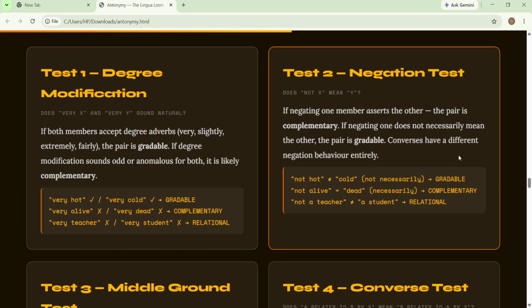Then, the second test is the negation test. If negating one member asserts the other, the pair is complementary. If negating one does not necessarily mean the other, the pair is gradable. Converses have different negation behavior. Not hot is not equal to cold, so it is hot and cold, which is gradable. So alive, not alive is equal to dead, so it is complementary. Not a teacher is not equal to student, it is relational, teacher and student.